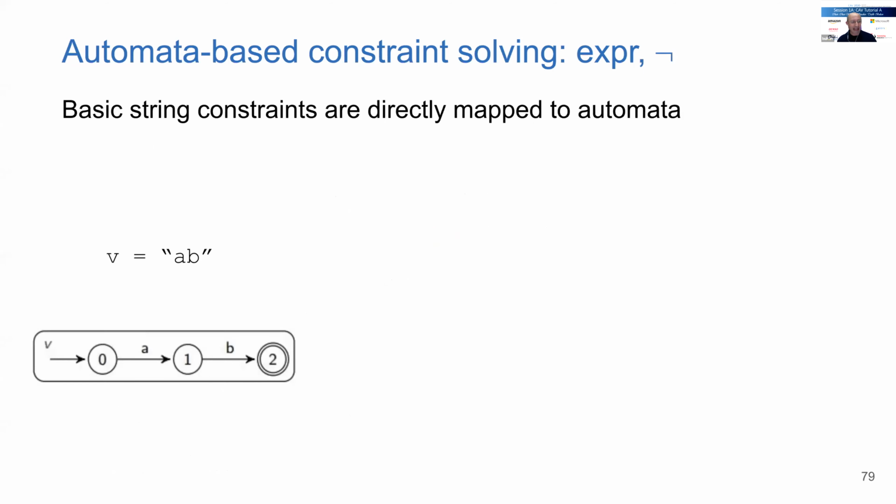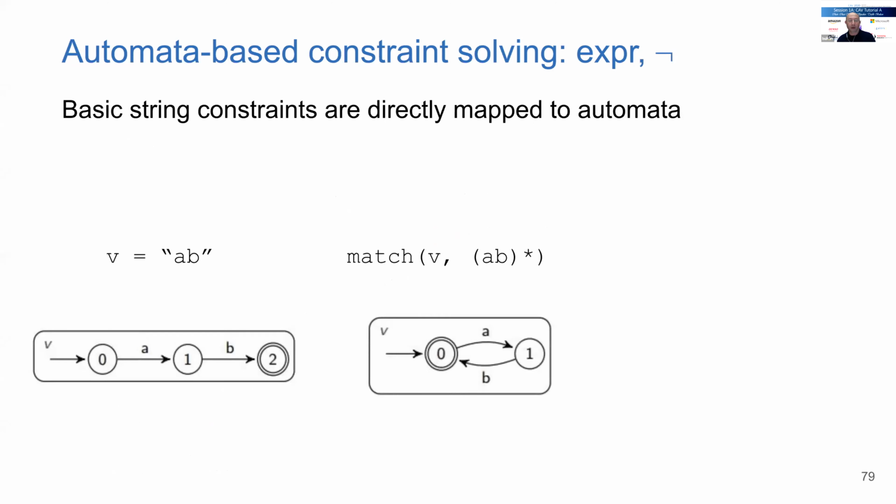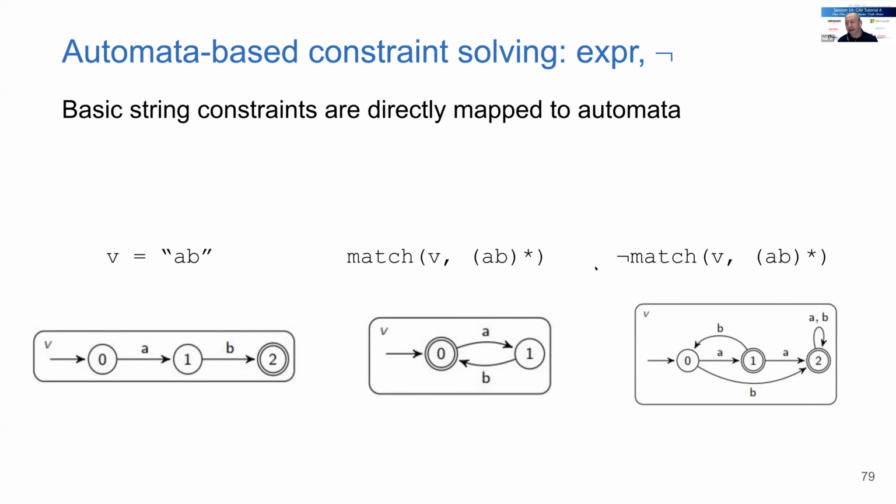For basic string operations like string equality, you can construct an automaton for that. For match, for example with regular expressions, you can do the standard construction of automata from regular expressions. So saying that variable v matches this regular expression, you can construct the automaton that accepts all solutions for that regular expression, and that is the set of values for variable v. Or you can say, I want all the strings that don't match that regular expression. I can use automata complement to compute that. So these are automata operations, standard automata theory.